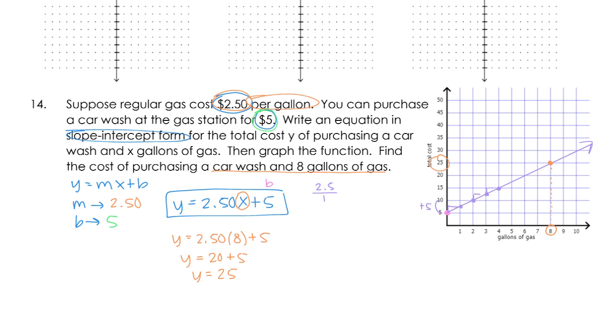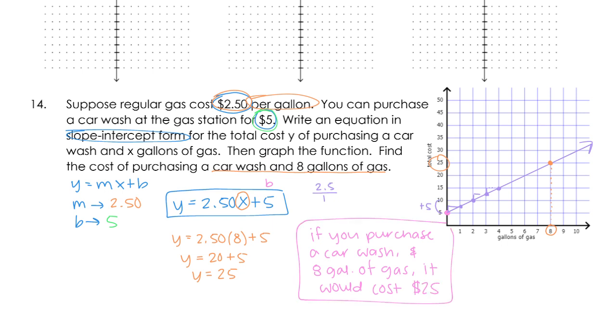Since it's a word problem, though, we do have to answer in words. So we could write, if you purchase a car wash and 8 gallons of gas, it would cost $25. Oops, forgot to label. There we go. $25. So there's our answer.